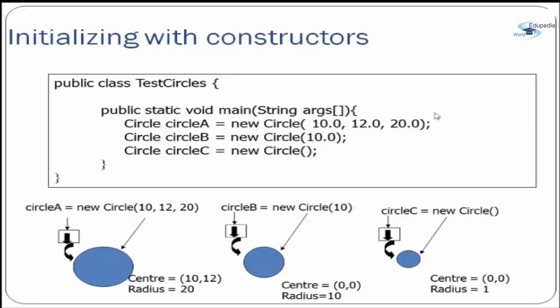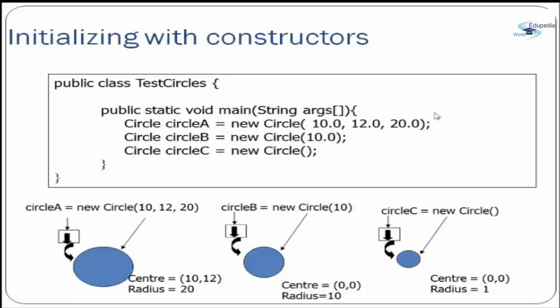So you can see circle A is actually having center and radius. Circle B is having a radius. Therefore, the center, according to the second constructor, is initialized to 0 and 0. And the third one, in which we didn't pass anything, the center is initialized to 0 and 0 and radius to 1, because that's what we are doing in the third constructor. Fine. So I hope the concept of multiple constructors is clear.